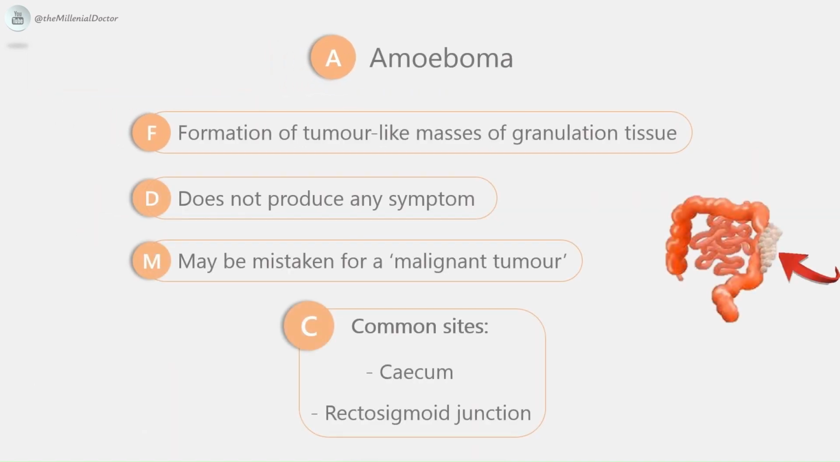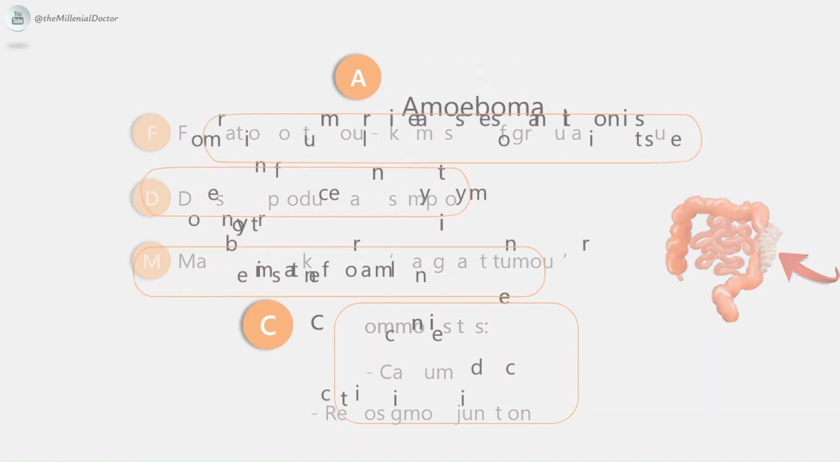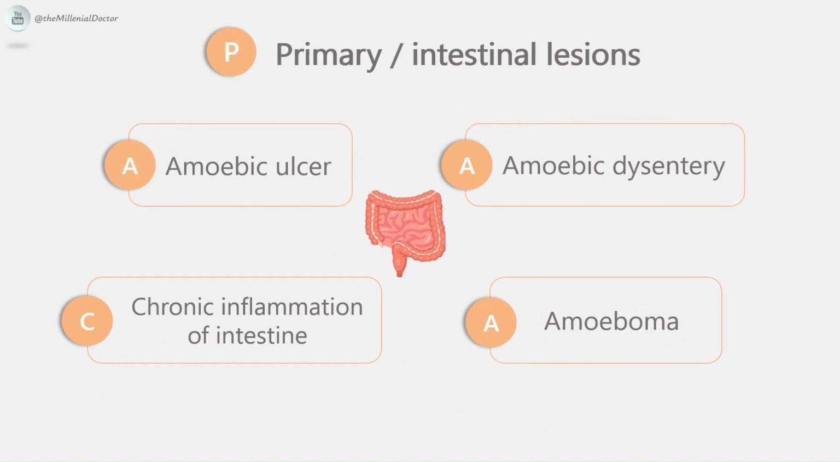Next, amoebema. With repeated ulcer formation and repeated fibrosis, a hard mass of granulation tissue is formed in the large intestine, which is called as amoebema. This does not produce any symptom, but on palpation it appears as a hard swelling. This amoebic granuloma or amoebema may be mistaken for a malignant tumor. Amoebemas are most frequent at the cecum and rectosigmoid junction. So these are about the primary or intestinal lesions.